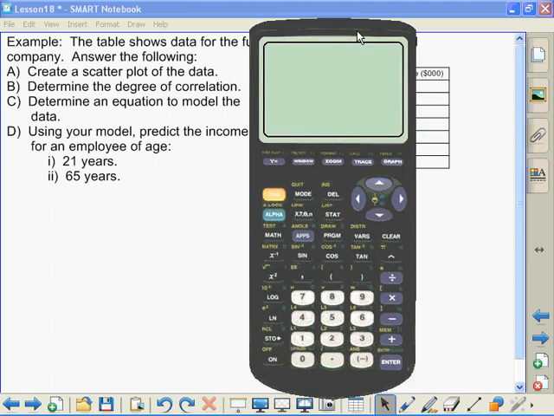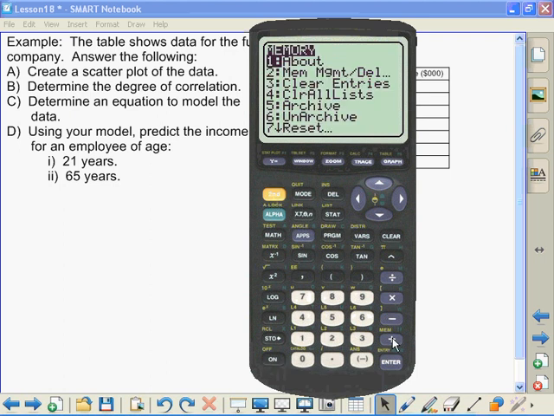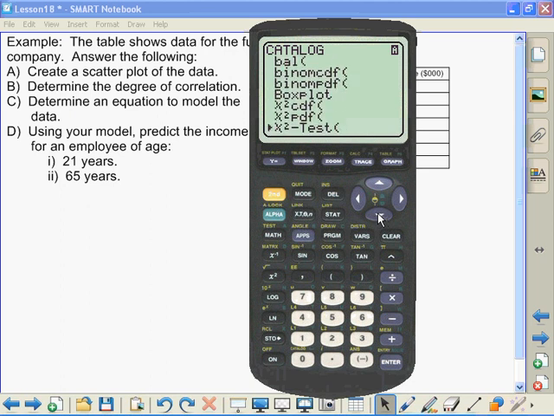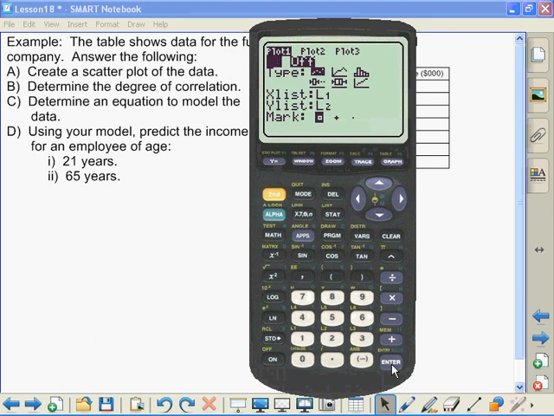Every day you get to the calculator, it's best that you reset it because you don't know what the person was doing the day before. So one more time, second plus 7, 1, 2. That resets the memory. Second 0, which takes you to catalog. You've got to scroll all the way down to D because we need to put the diagnostic mode on. All the way down here, we're getting close. There it is, diagnostic mode on. Hit enter. Second, y equals, enter. I want the scatter plot mode on so I can actually do some scatter plots, and now I'm all set.